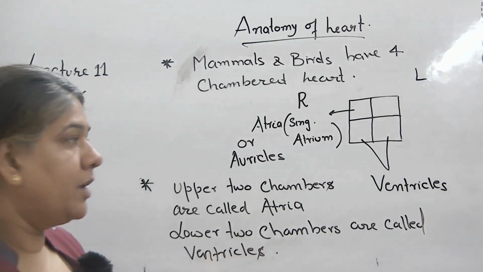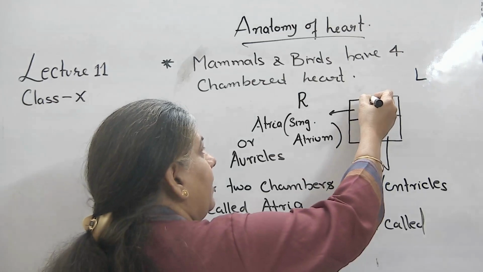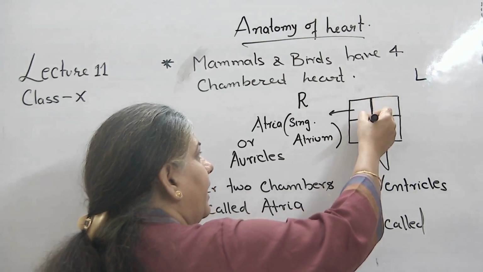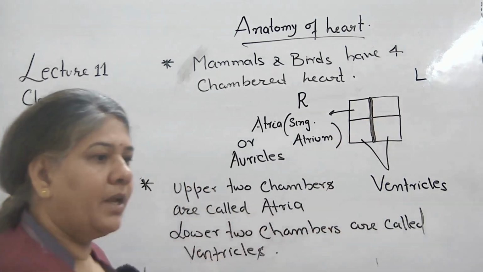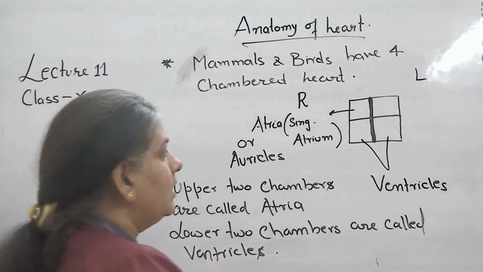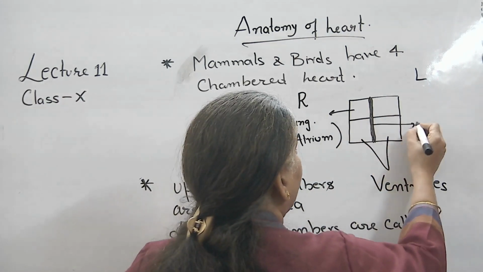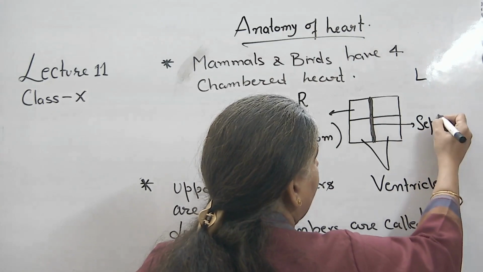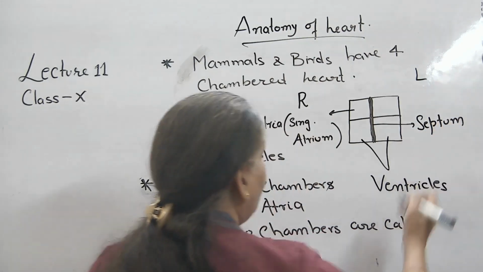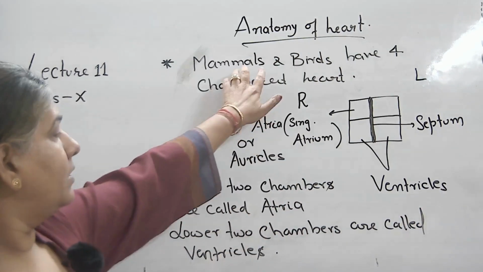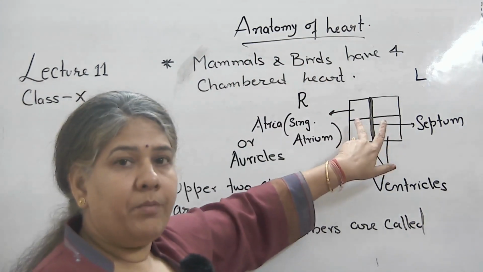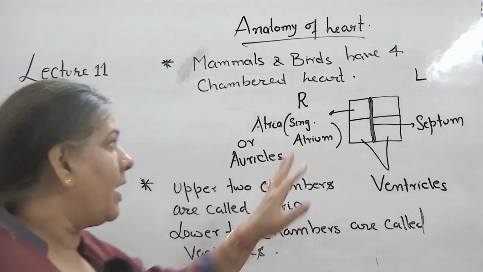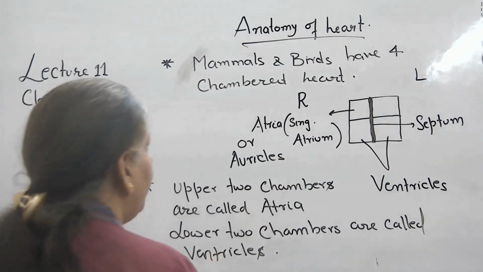One more important point. The left and right half are separated by a wall. So this is the wall which is separating the left and right half. This wall is called septum. So in human heart or mammalian heart, or in case of birds, there is complete separation of left and right. So make another point.